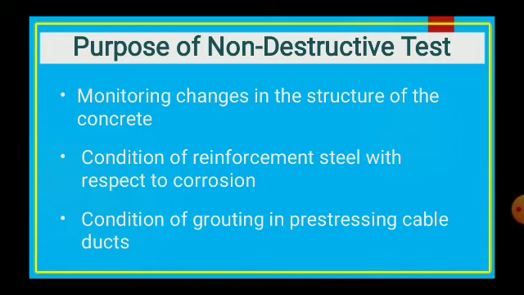Isa pa, our other purpose ng non-destructive test, we can monitor changes in the structure of the concrete. Kaya siya non-destructive kasi pwede mo siyang ulit-ulitin na itest. Unlike destructive na talagang masisira yung structure. And then dito sa non-destructive, we can monitor kung ano yung changes ng structure.